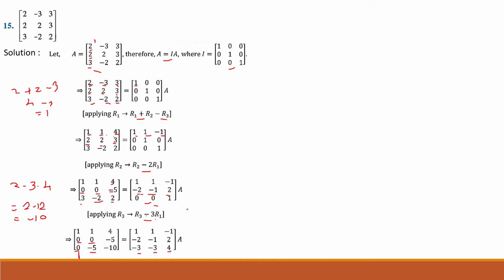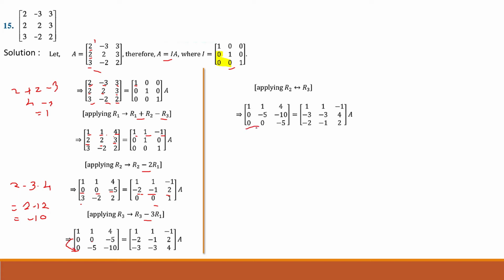Now for this element to be an identity matrix, we have to form an upper triangular matrix with 0. So if we interchange R2 and R3 like this, we can form an upper triangular matrix with 0 and we can easily solve further. So we interchanged here, so we will have to interchange in this matrix also.